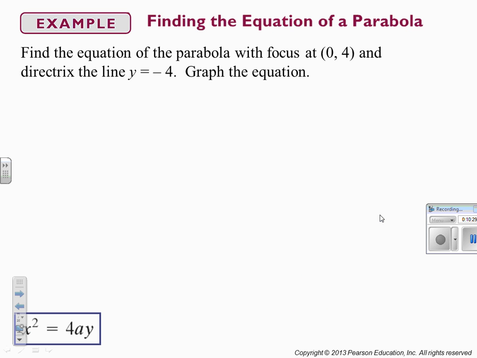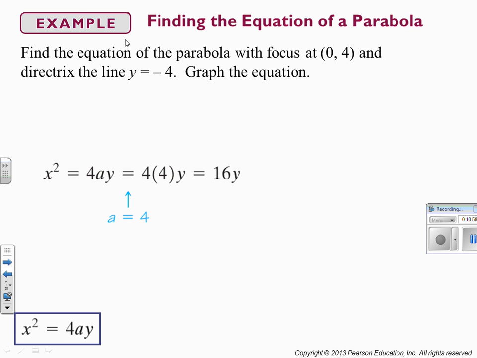All right, so let's take a look at finding the equation of a parabola. We're given that our focus is at 0, 4, and that the directrix is the line y = -4. Graph the equation. I always like to draw the picture first. I know because I am a visual learner. So the first thing I would do is graph this point, 0, 4, and graph the line y = -4. Then you can see that this is a parabola that opens up, and start putting it together.